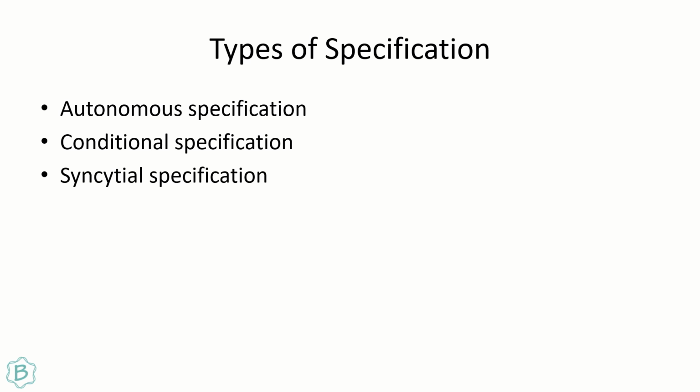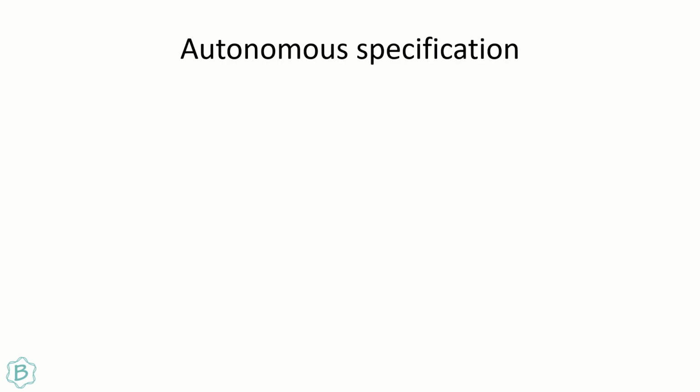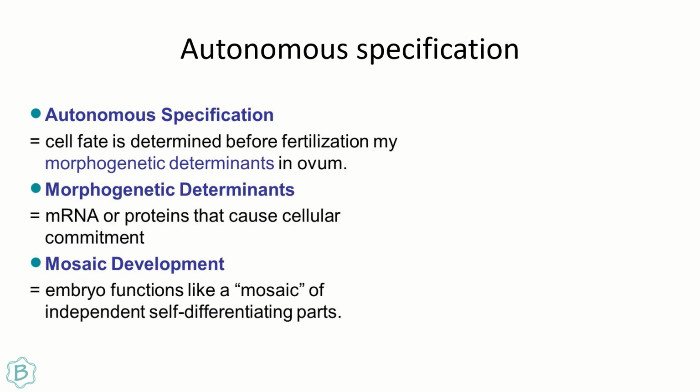First is autonomous specification. As the name suggests, it is automatic, it depends on its own, not on any other environment or signal. So autonomous specification is what? Here the cell fate is determined before fertilization, which means whatever morphogenetic determinants are present in the ovum determine the cell fate. That is autonomous specification. It is controlled by itself.